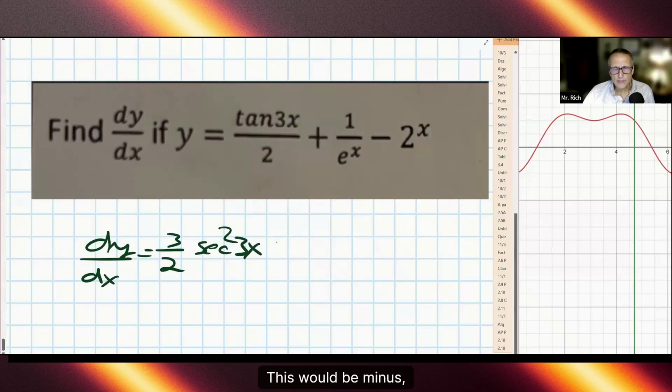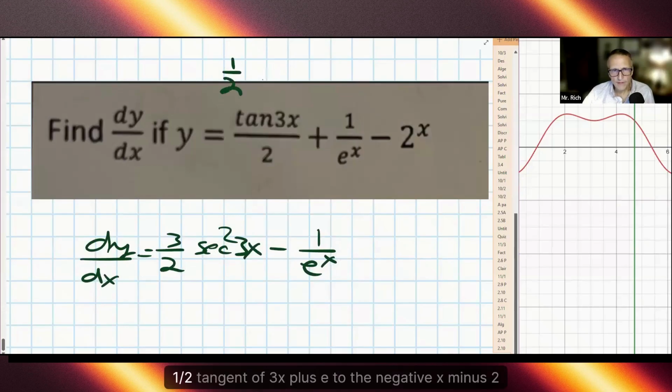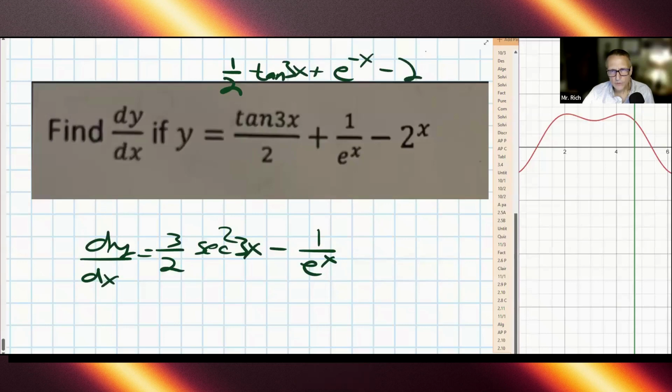This would be minus 1 over e to the x, right? Because think about if you rewrote this, let's rewrite it in a better form: 1/2 tangent of 3x plus e to the negative x minus 2 to the x. So that makes this 3/2 secant squared 3x. That would be negative e to the minus x.